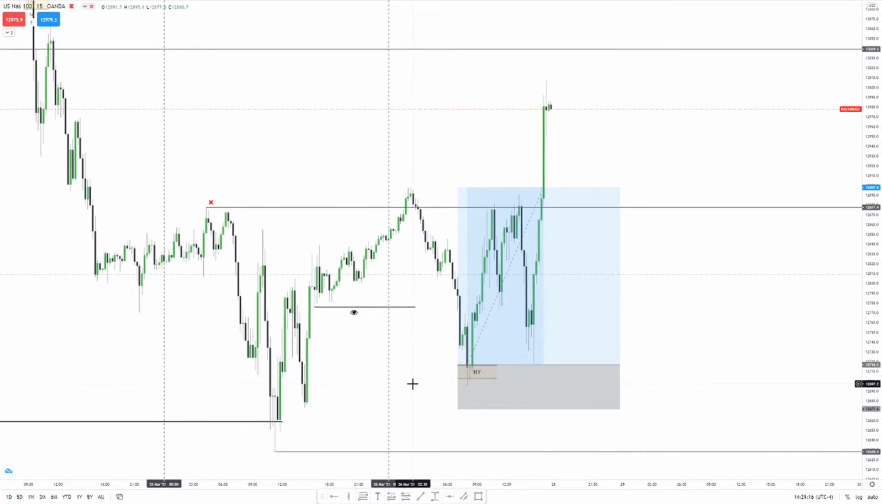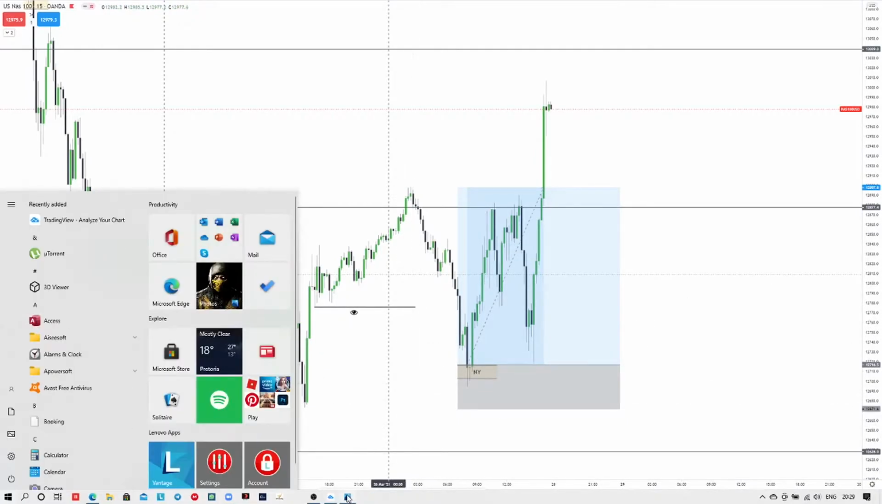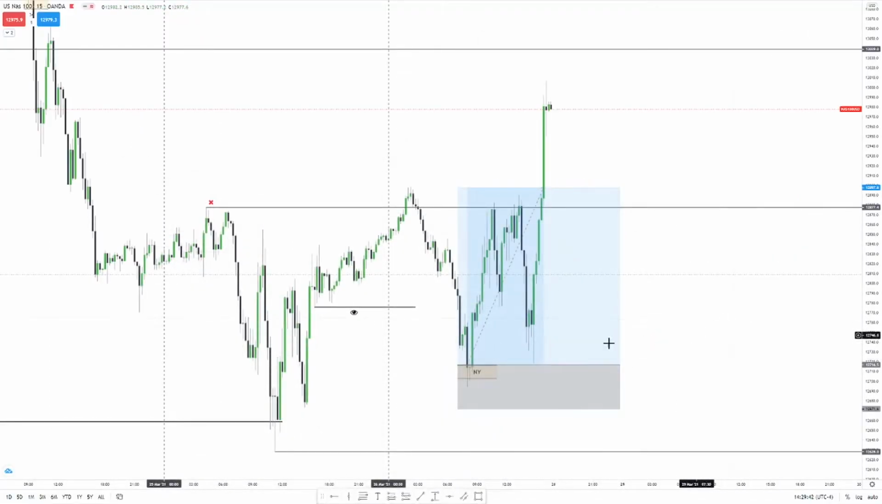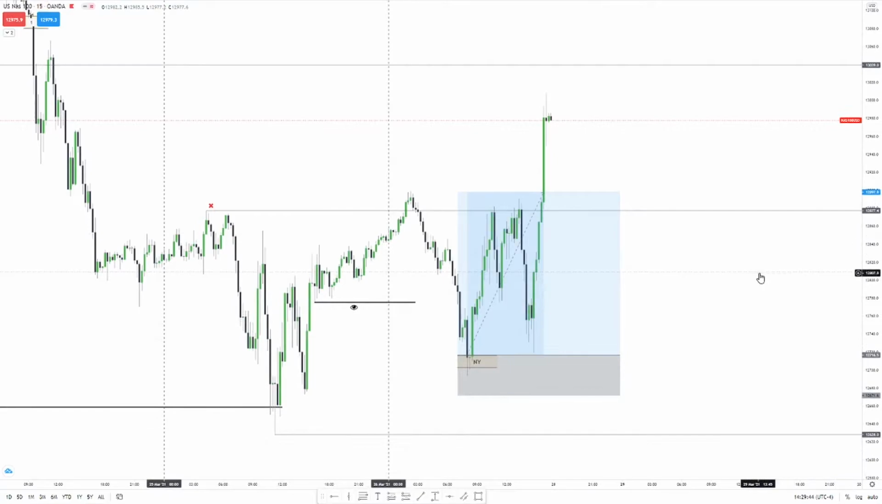This is how it looked there. Price took out Thursday's high, and then went for this liquidity right here. You can see with this void into New York session, and then had a lovely move towards the upside. You can see one more time.